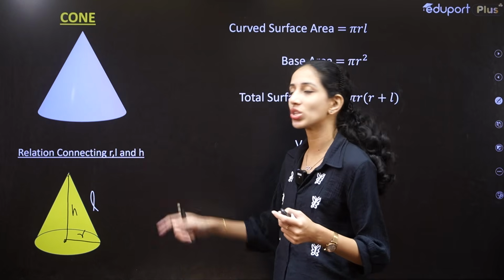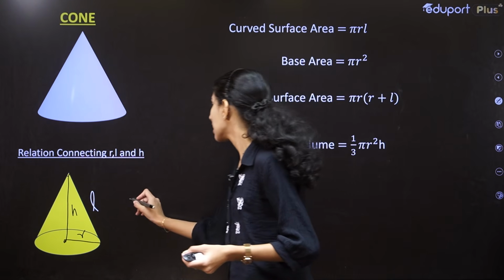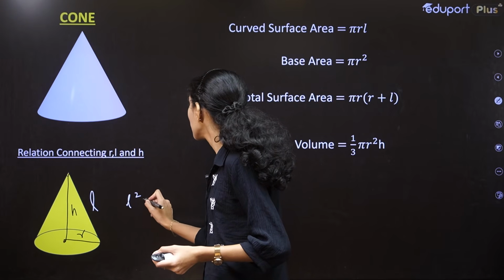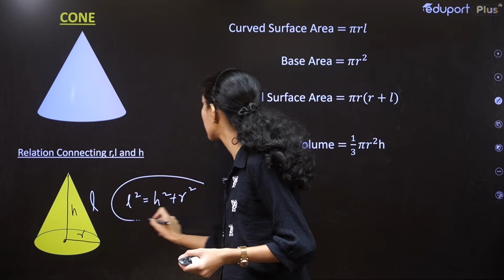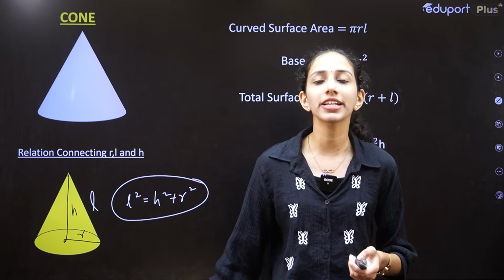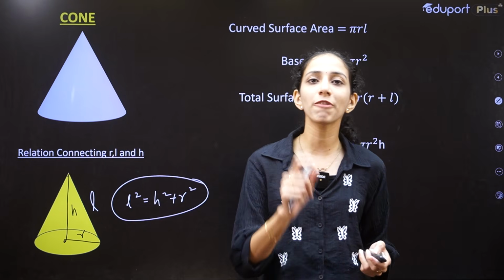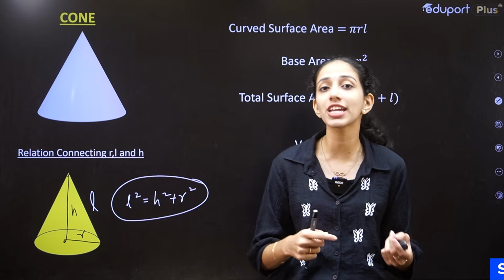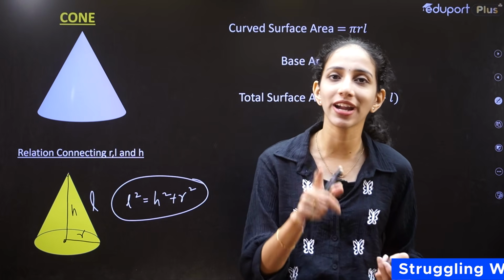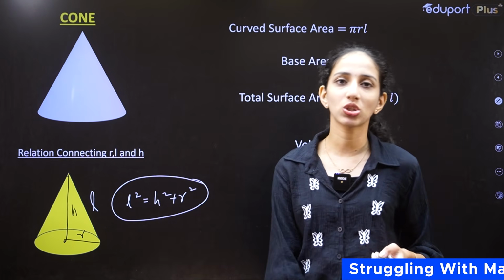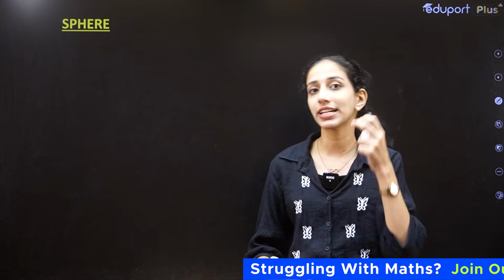So what is the relation connecting slant height, height and radius of a cone? Yes, L square is equal to H square plus r square. So this is the relation connecting slant height, height and radius of a cone. So if you have radius and slant height, you can find height. If you know any two values, you can find the third one using our relation. Okay, so that's all about cone. Then we are moving to our next solid, that is sphere.